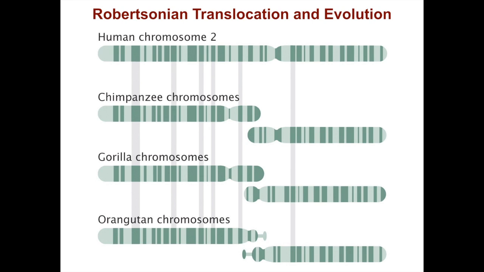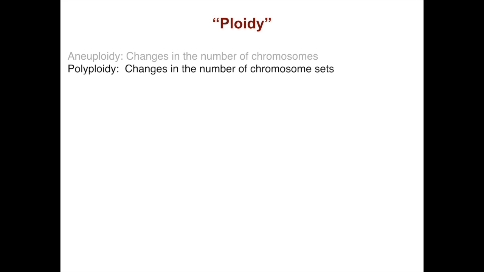Chromosomal variations do not always have positive outcomes, though. And this is the case in ploidy. And there's different types of ploidy that involve changes in the number of chromosomes. So you have aneuploidy, and the definition of that means a change in the number of chromosomes. You have polyploidy, which is changes in the number of chromosome sets.